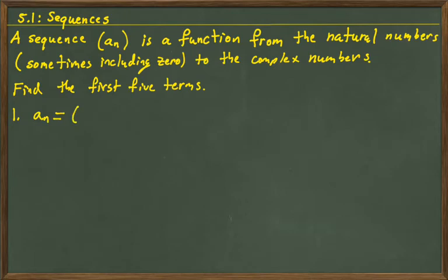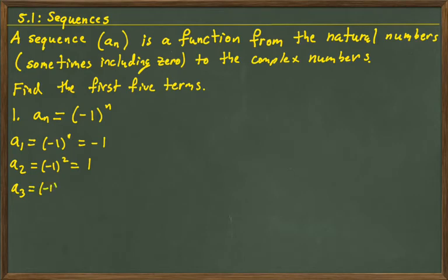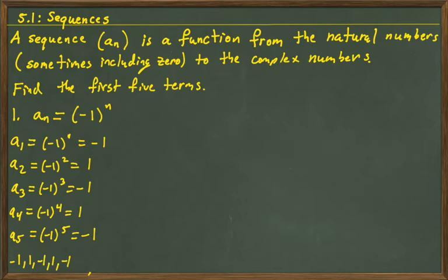And we're going to do a couple examples of finding the first 5 terms of a couple of different sequences. So the first one is going to be a sub n is equal to negative 1 to the n. A sub 1 is going to be negative 1 to the first power, which is negative 1. A sub 2 is going to be negative 1 squared, which is going to be positive 1. A sub 3 is going to be negative 1 to the third power, which is negative 1. A sub 4 is going to be negative 1 to the fourth power, which will be positive 1 again. And a sub 5 will be negative 1 to the fifth power, which is equal to negative 1.